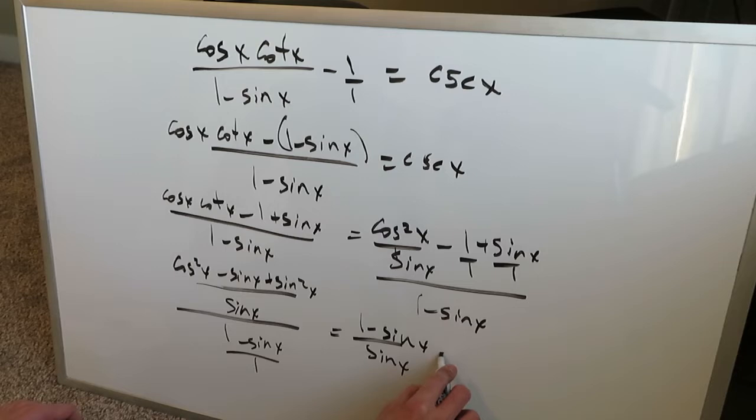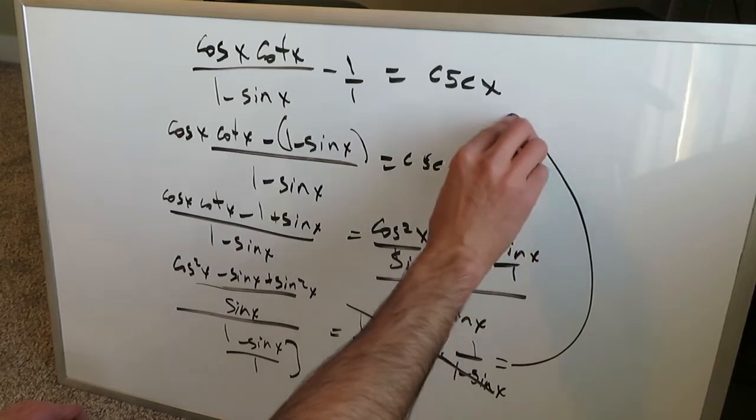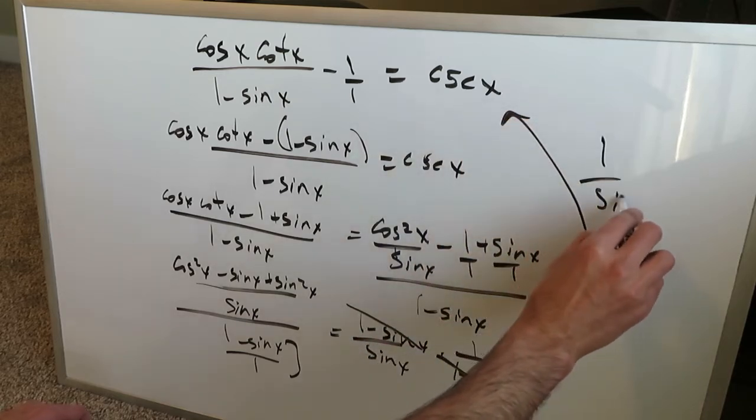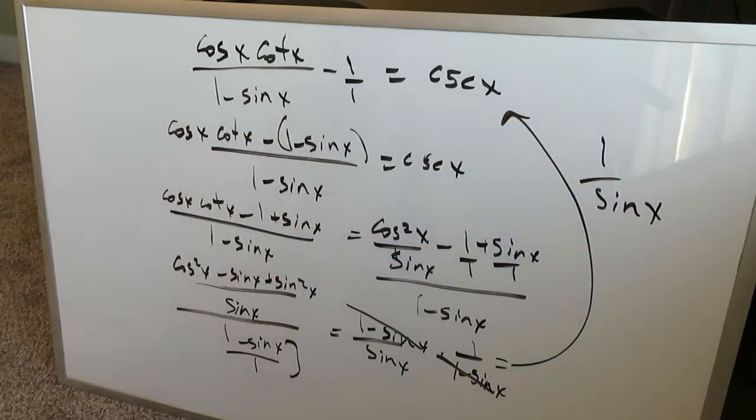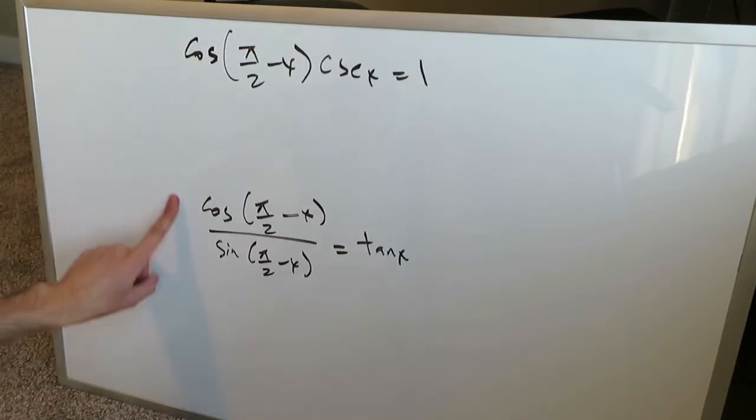Now flip this around. You get 1 over 1 minus sine x. We're flipping this lower denominator around. This right here will cancel out with this right here. You get 1 over sine x, which will give you exactly what you're seeing over there. 1 over sine x is cosecant x. These questions are easier than they appear.